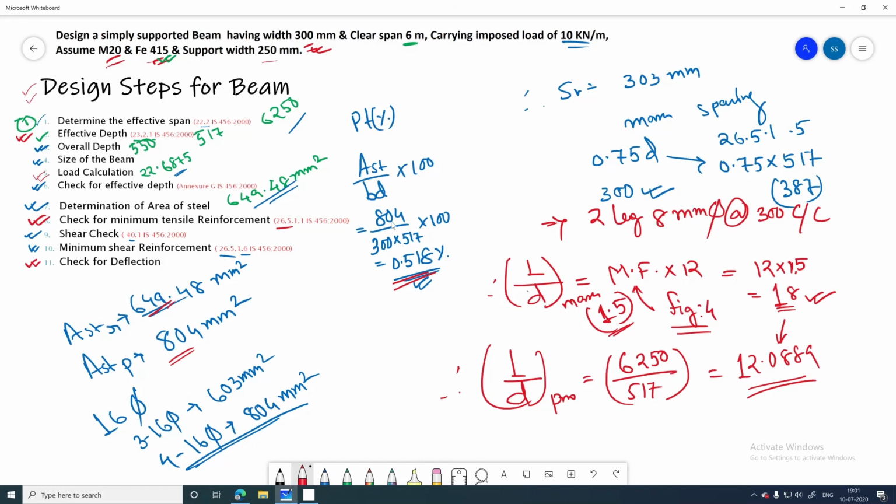So in this way we can design any beam, and in this case it is simply supported, but if the support condition changes, we need to consider the code as per its direction. We need to solve that.